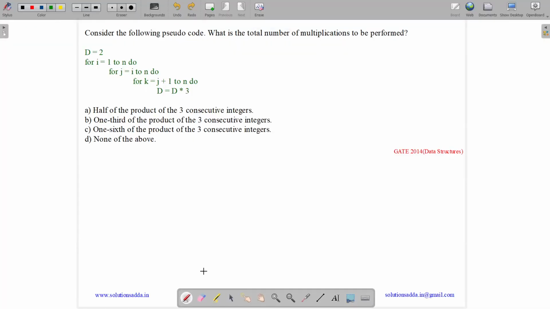This question belongs to data structure subject and was asked in GATE CSE 2014 set 1. So the question states, consider the following pseudocode. What is the total number of multiplications to be performed?